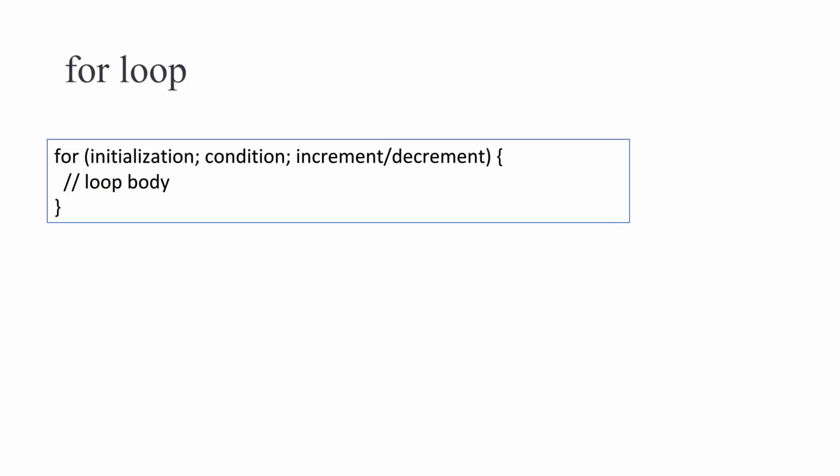In this syntax, the initialization statement is executed once before the loop starts, and is used to initialize the loop counter or other variables. The condition statement is checked before each iteration of the loop, and the loop continues to execute as long as the condition is true. The increment or decrement statement is executed after each iteration of the loop, and it is used to update the loop counter or other variables.